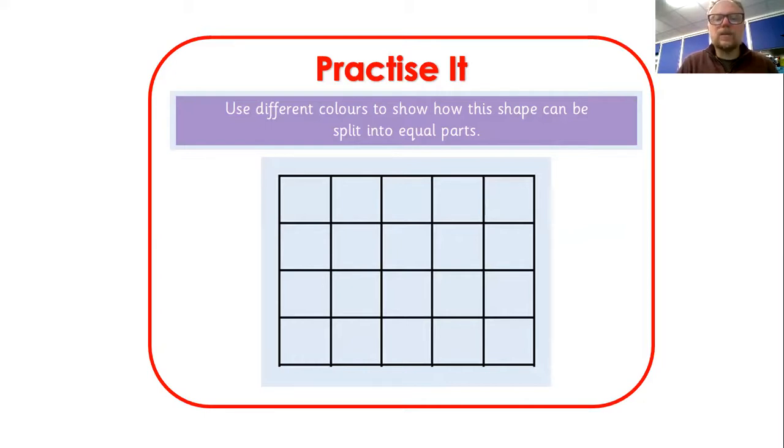Right, usually you'd have this printed out. If you could ask an adult to try and draw this for you, you could have a go yourself, but it needs to be reasonably accurate if we're going to be doing fraction work. It says use different colours to show how this shape can be split into equal parts. And there's more than one answer because I can see lots of different ways of doing equal parts. So I'm going to pause the video while you have a go at drawing that and showing equal parts.